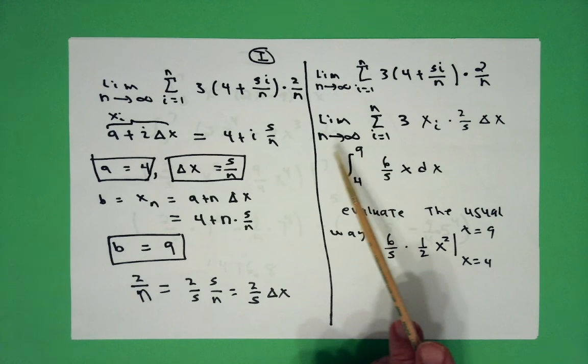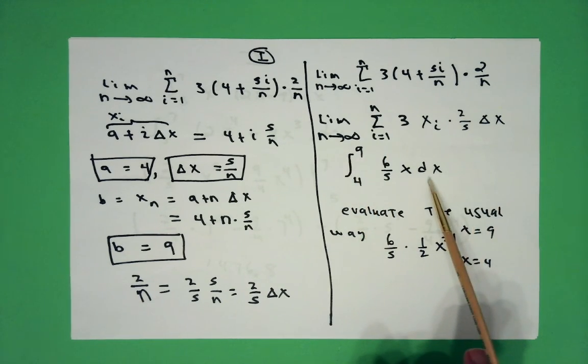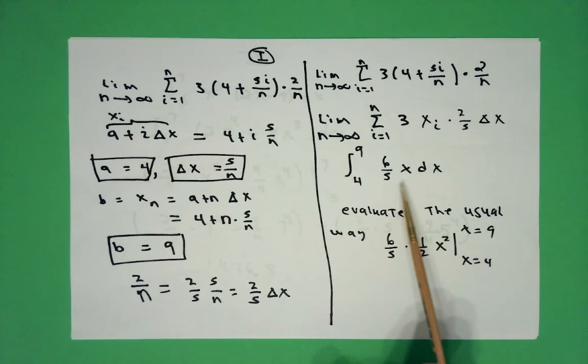Limit of the sum, integral sign, delta x turns into dx. The thing that you are integrating is 6/5 times x. And then you can evaluate that in the usual way.